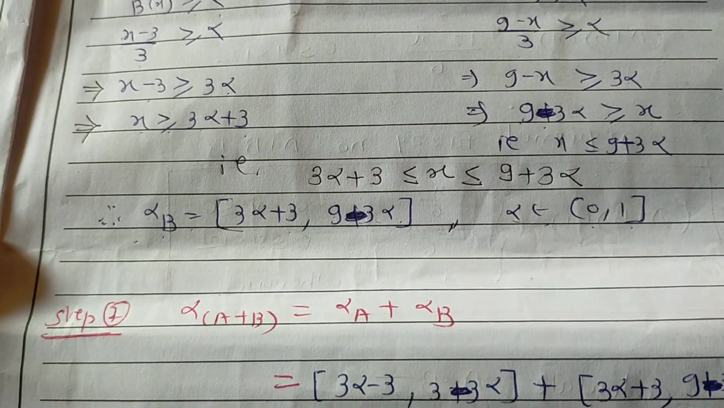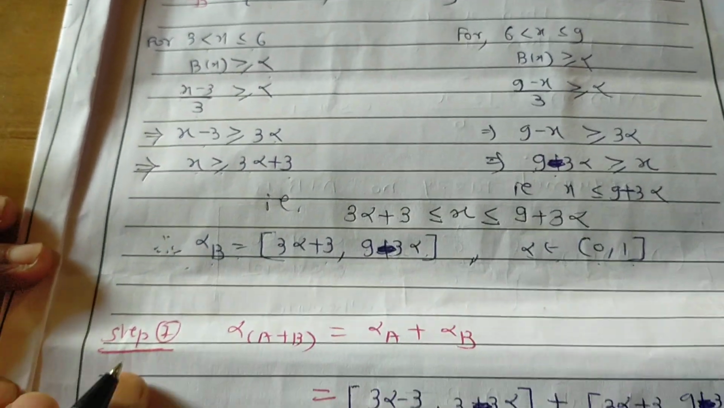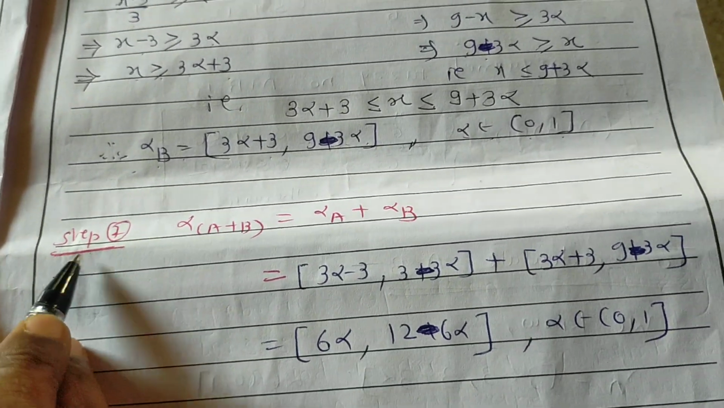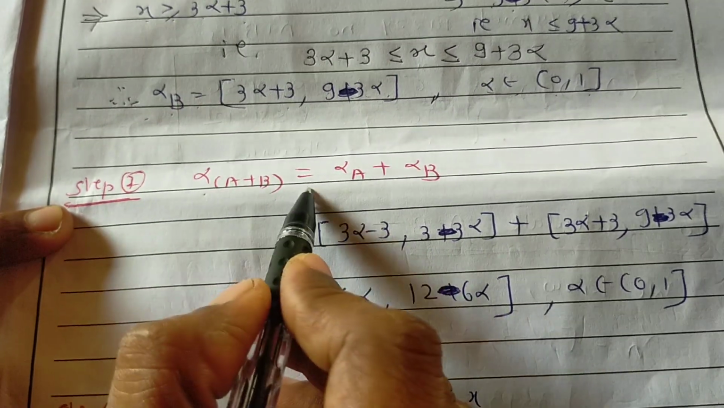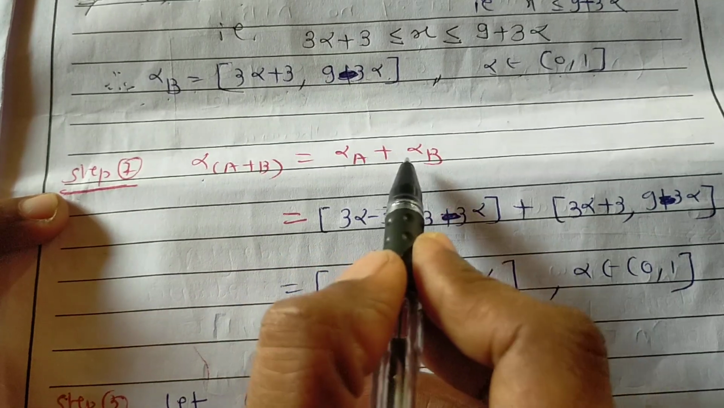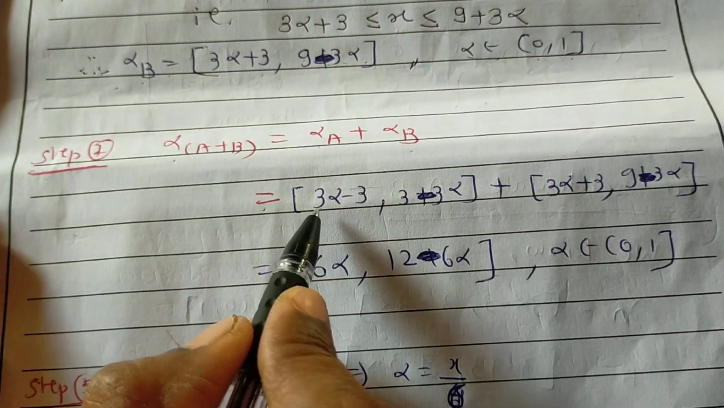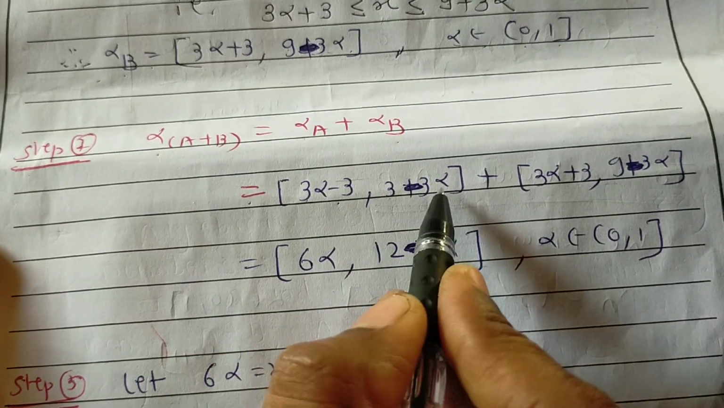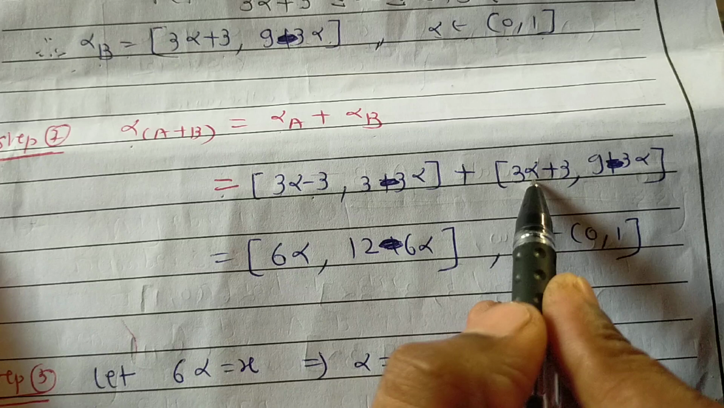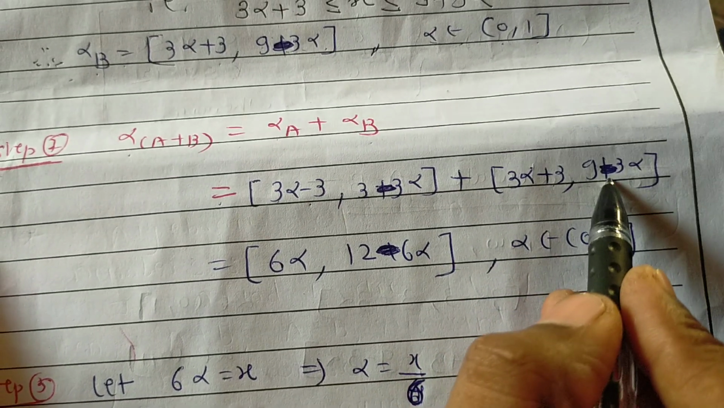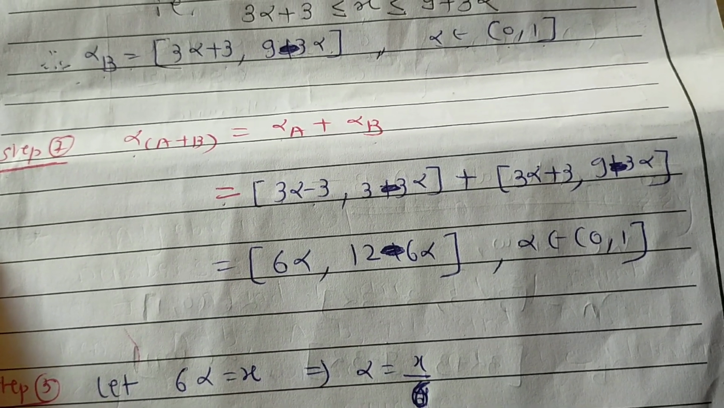Now in this way we get alpha cut of A and alpha cut of B. Now see step 2. In step 2 we calculate alpha cut of A plus B, which is equal to alpha cut of A plus alpha cut of B. Alpha cut of A we already calculated: [3 alpha minus 3, 3 minus 3 alpha], plus alpha cut of B, the closed interval [3 alpha plus 3, 9 minus 3 alpha].